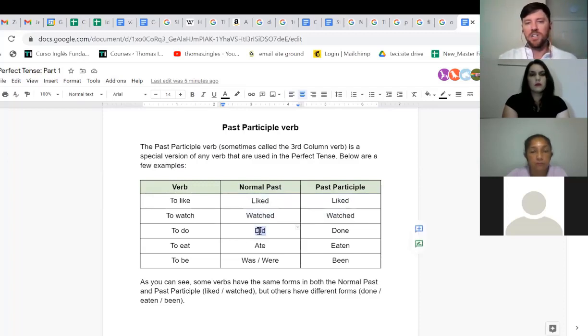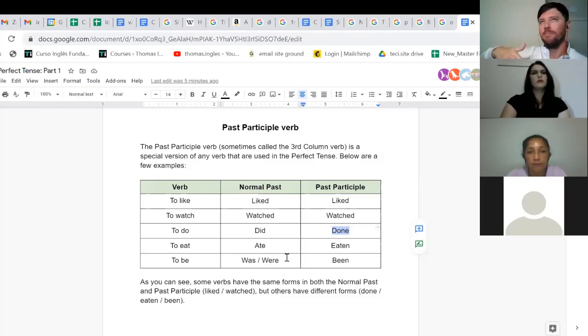Now here we are going to see a difference. We see did, so the verb do, fazer, and then we have did, the past tense version, and then the past participle is different. It's done. So I had done my homework before class. Eu já fiz meu dever de casa antes da aula. So using the past perfect, I had done my homework before class.